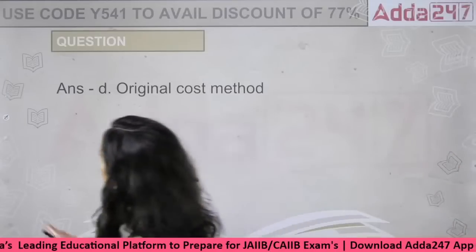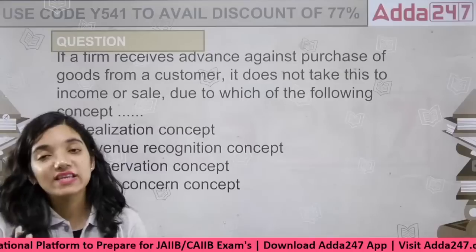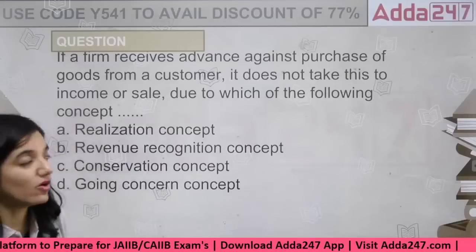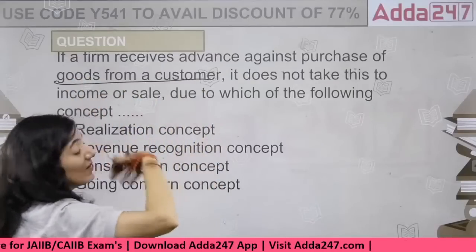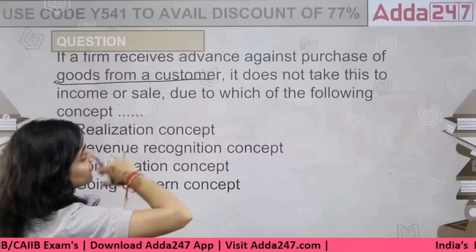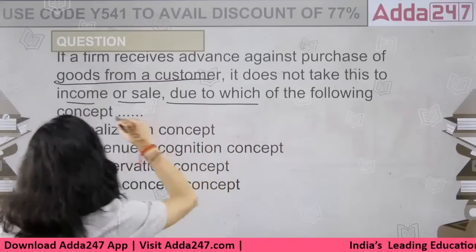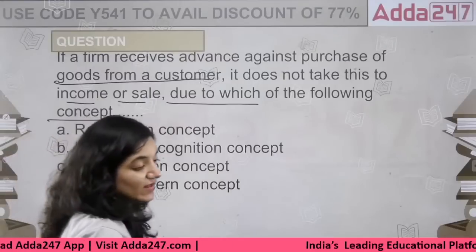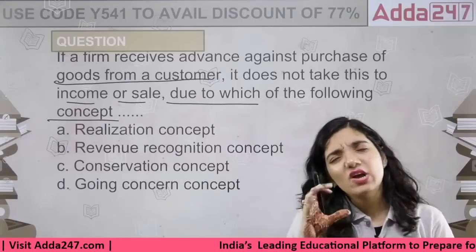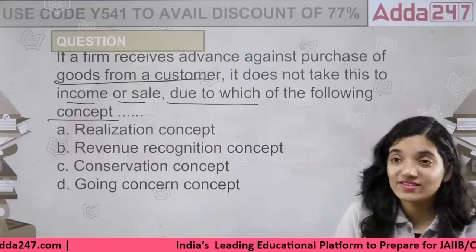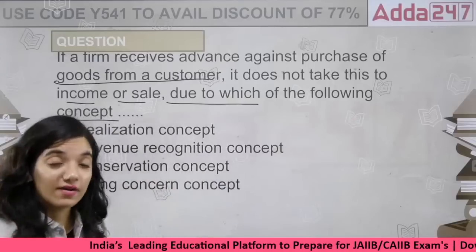Now, let's move on towards the next question. If a firm receives advances against the purchase of the goods from a customer, the company is receiving money because some customer has given them money in advance. It does not take this as income or sale due to which of the following concepts? Basically, there is no sale yet, there is just receiving a chunk of it as an advance. But right now they are not recording it in the books of accounts. Why aren't they recording it?